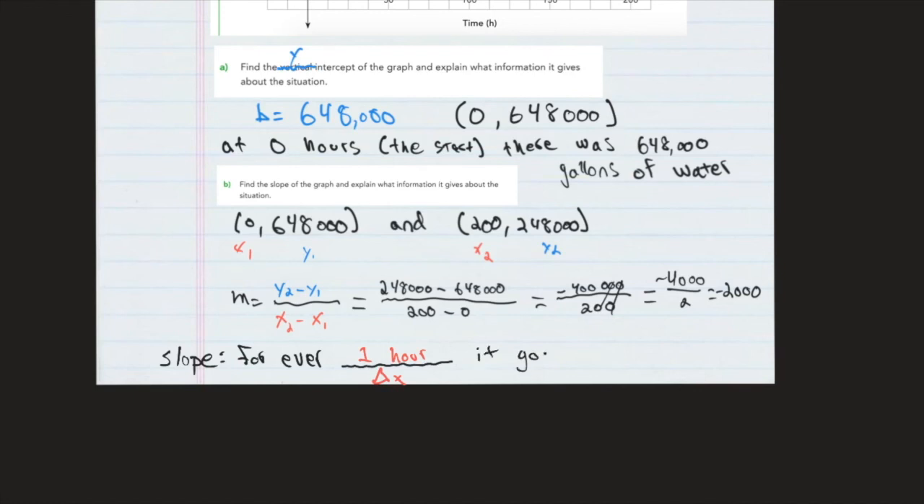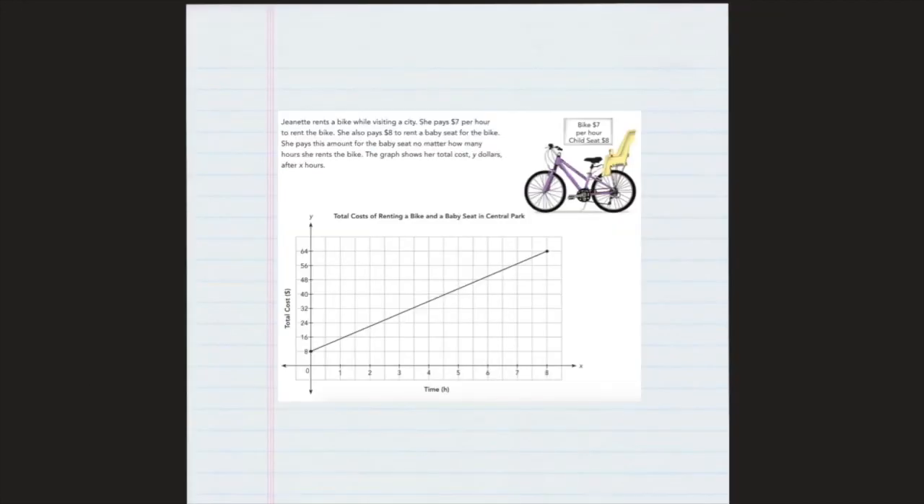It goes, and then we're going to say the change in y. In this case, it goes down 2,000 gallons. So that would be my sentence. And so you can use that kind of explanation for slope throughout all of these types of problems. You just fill in for your x variable and your y variable. This problem here is an on your own problem.